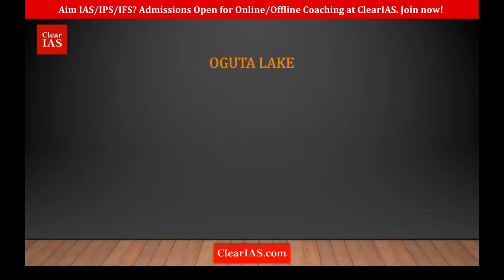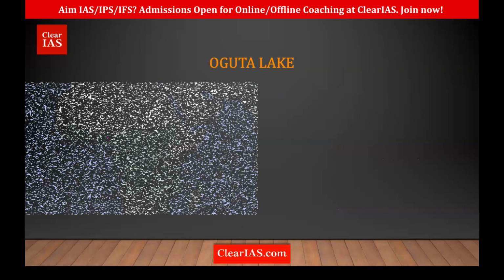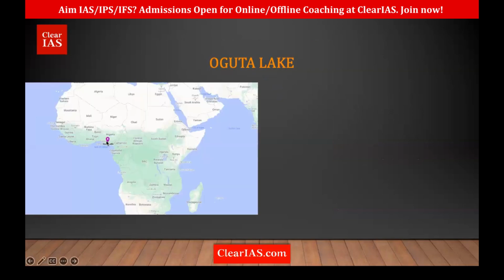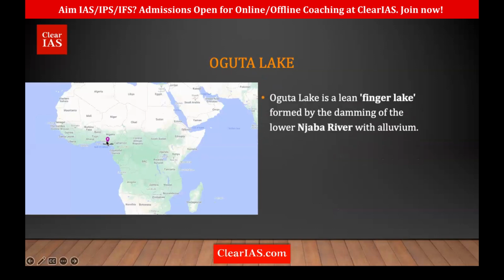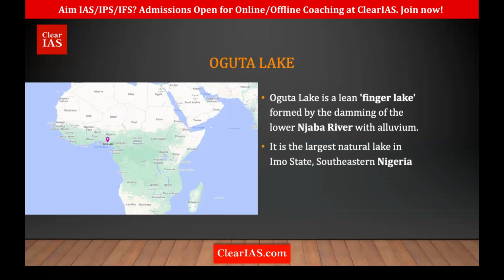Next is the Oguta Lake. This is also on the west side, but here at the bottom. The lake shape is very thin and lean like a finger, so it's called a finger lake. And it is formed by what? The damming of the Njaba River with alluvium. When sand deposits of the Njaba River dam the river, this lake is formed. That is why it has a lean shape.